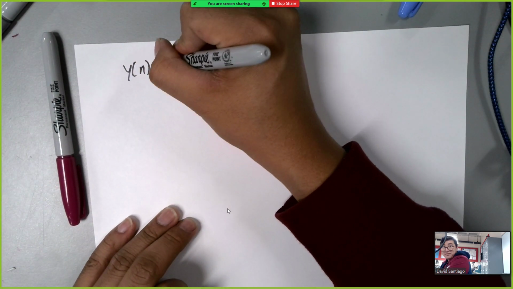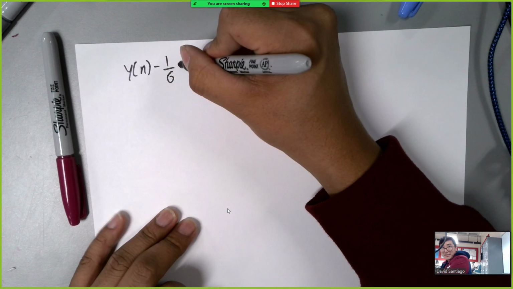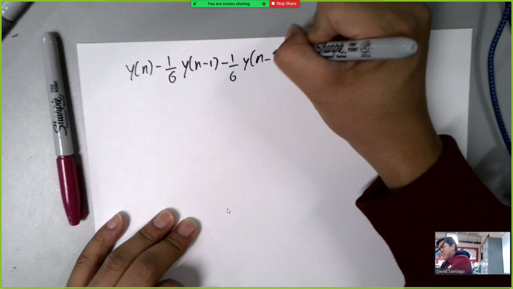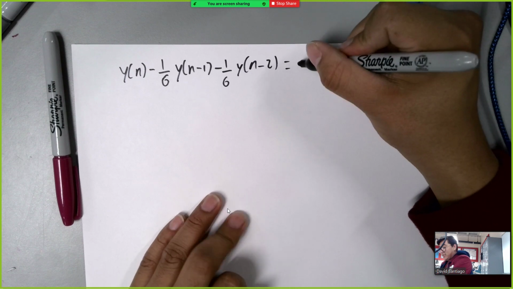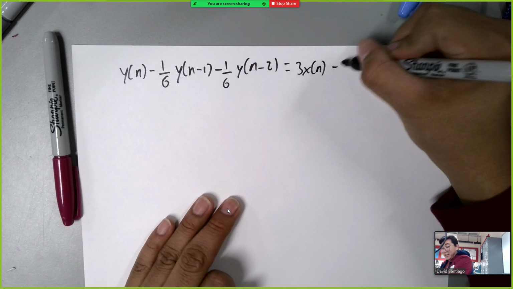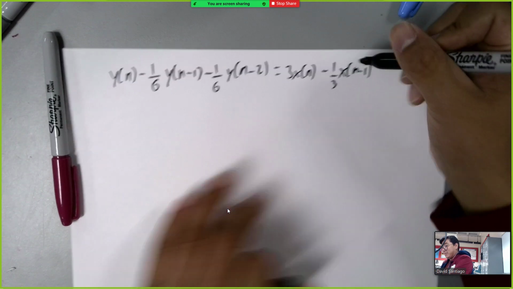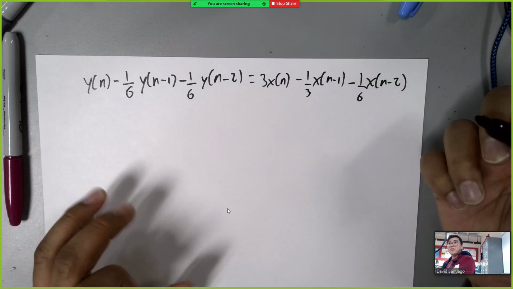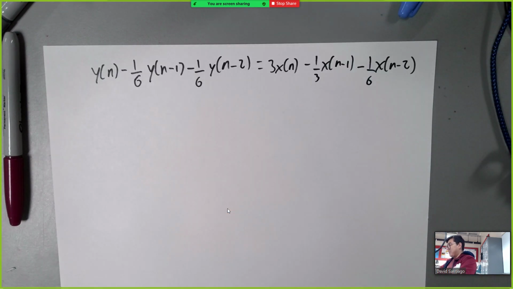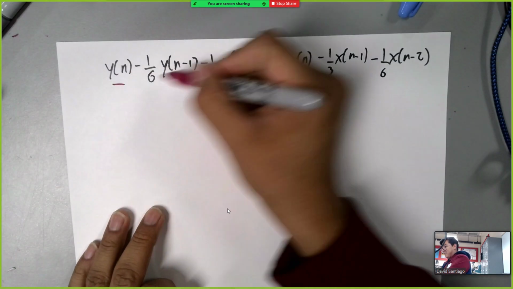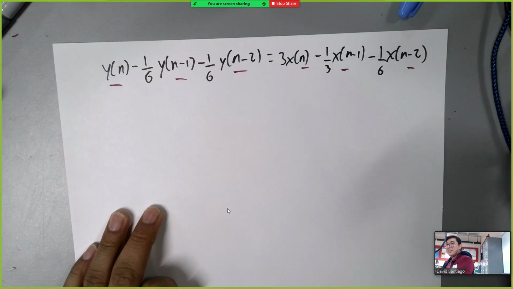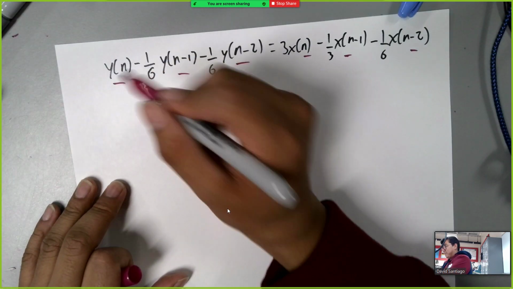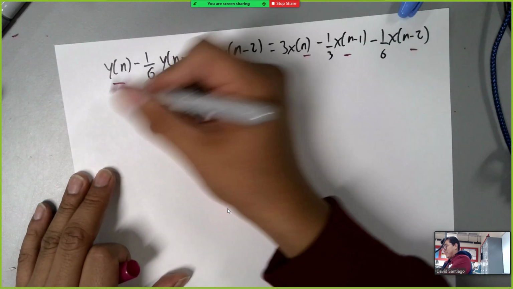y of n minus 1/6 y of n minus 1, minus 1/6 y of n minus 2, is equal to 3x of n minus 1/3 x of n minus 1, minus 1/6 x of n minus 2. Cool, okay? So, looking at all these delays, or y's and this, we're going to convert this all into the z domain. So, if you're taking the z transform of y of n, what's that equal to?